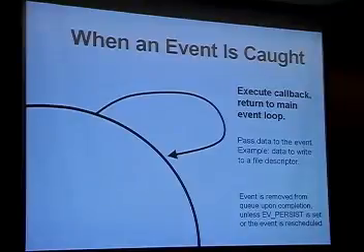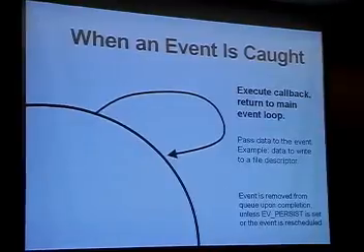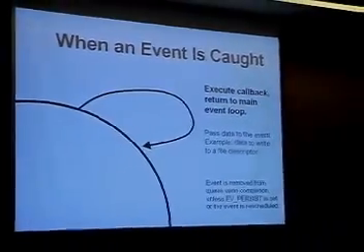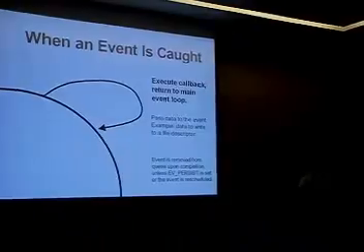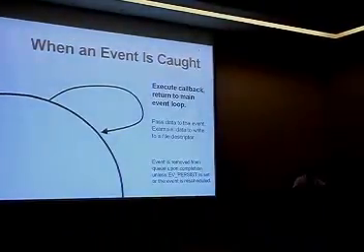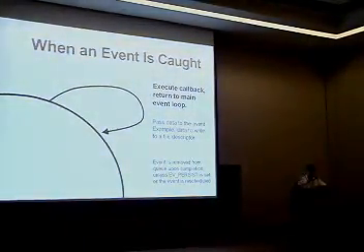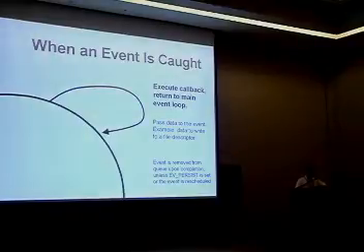In the callback, you pass data up to the event handler that's been caught in the event, in this case, data that you want to write to a file descriptor. So in this case, we've caught the writable event. We can actually write to the file descriptor. So we execute the callback where the data is written to the file descriptor, and you return back to the main loop.